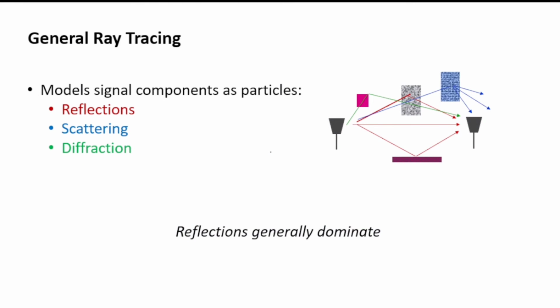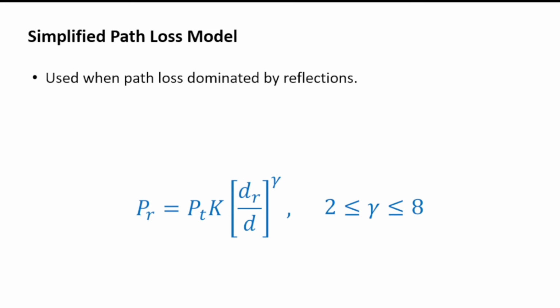With that done, now we are going to move on to the simplified path loss model. It is used when path loss is dominated by reflection, for example, like from before, in general ray tracing, where it is usually dominated by reflection. So the equation itself is PR equals PT times K times (DR divided by D) in braces, raised to the power of gamma, in which the value of gamma is between 2 and 8, and 2 and 8 are also included. So the most important parameter is the path loss exponent gamma, which is determined empirically.